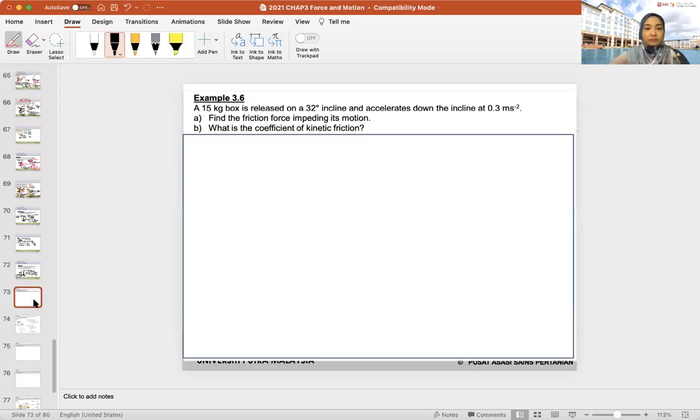Okay, next one. A 15 kilogram box is released on a 32 degrees incline. Saya dah penat dah buat pasal incline ni, tapi chapter 3 memang suka incline. So, kena buat lah. Okay, so this is our incline. And it is 32 degrees. Kita tak buat lagi kan soalan ni? Okay. And then it accelerates. Okay, let me draw my box. It's 15 kilograms. Accelerates down at an incline at 0.3 meter per second squared. So this is my A. Find the friction force impeding its motion.